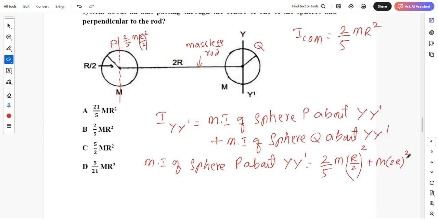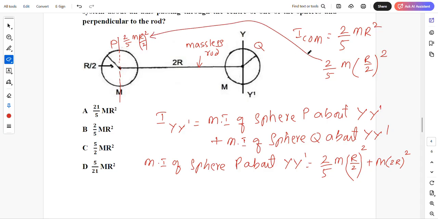2r the whole square. Hope you understood this. Okay, 2 by 5 m r square. But here, how much? 2 by 5 m. In place of r, you have to write what? R by 2 the whole square. This I am writing here.